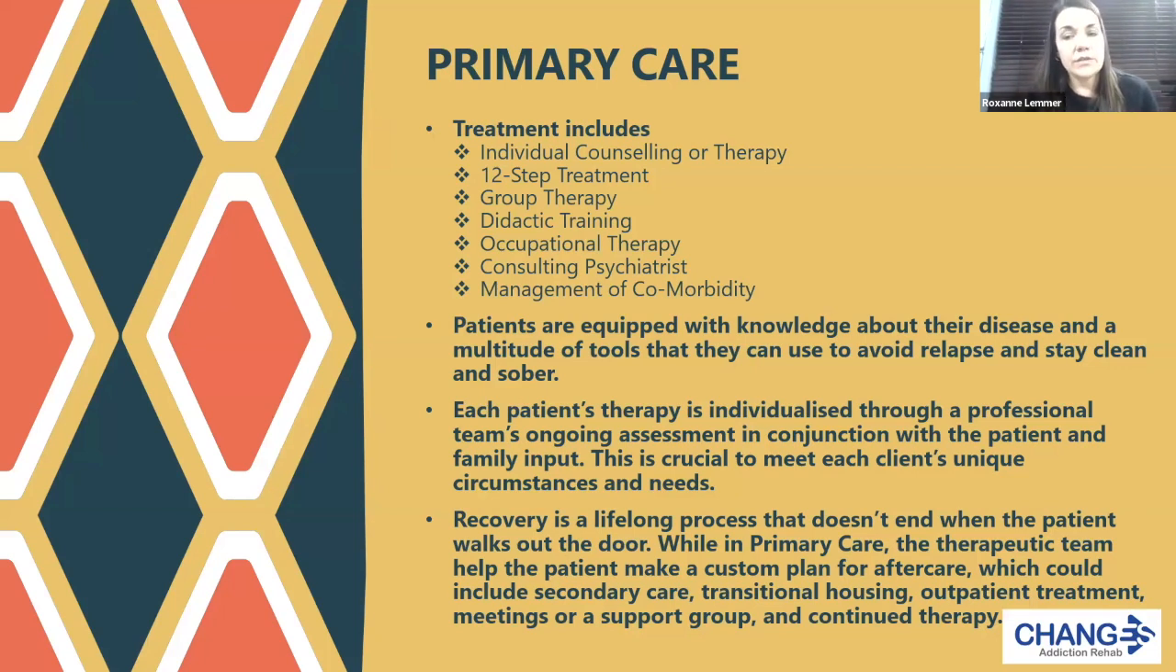Each patient's therapy is individualized through a professional team's ongoing assessment in conjunction with the patient and the family input. So during primary care, there are regular phone calls that take place to the family members to keep them in the loop of where the patient is at, the progress that's being made. There's also 2 conjoints that take place. So again, the family's input is of absolute value to that therapeutic process and their involvement. The more family members can work with the therapeutic team, the more beneficial it's going to be for your loved one.